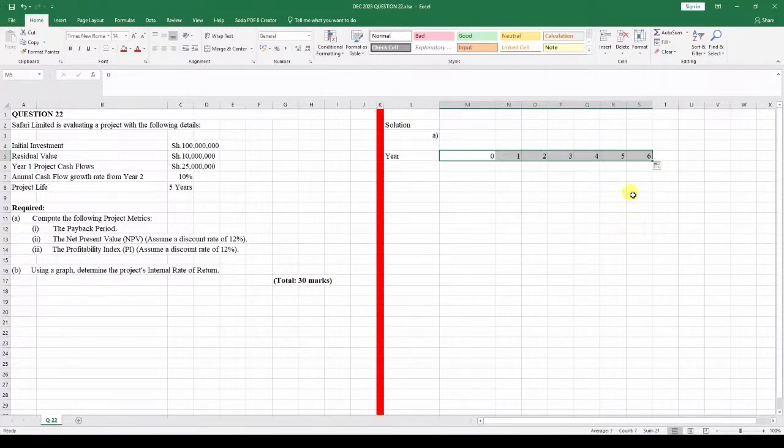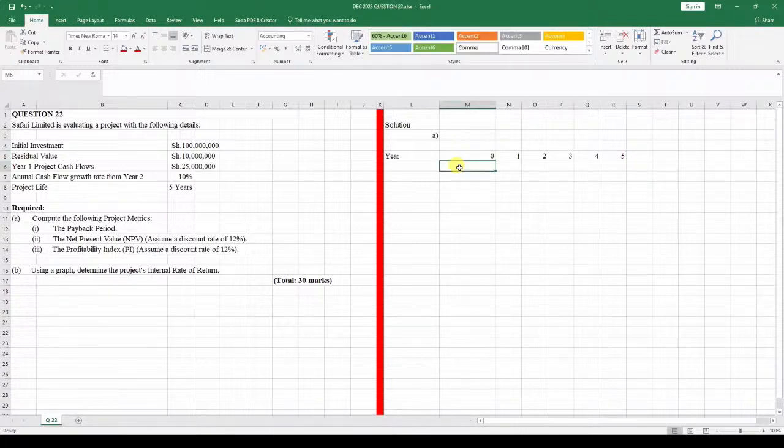So let's assume it goes all the way to year 5. Not assume, we've been told it actually goes to year 5, and you can see the project life right over here is 5 years. So from year 0, we need to put the value over here. We're dealing with Kenya shillings, so put shillings, and we are saying we can put them in thousands.